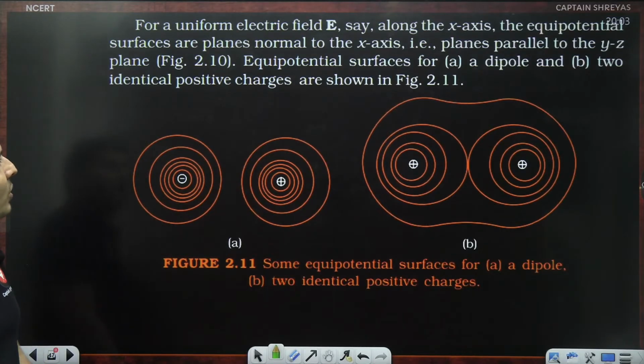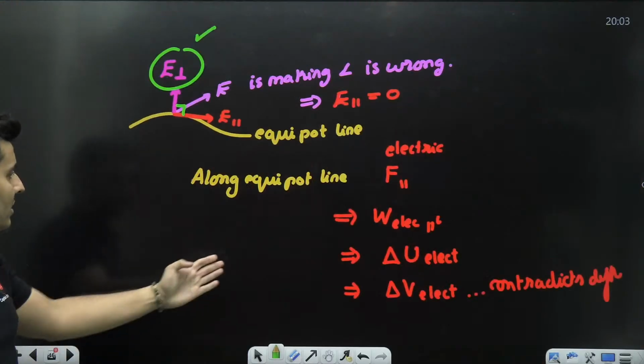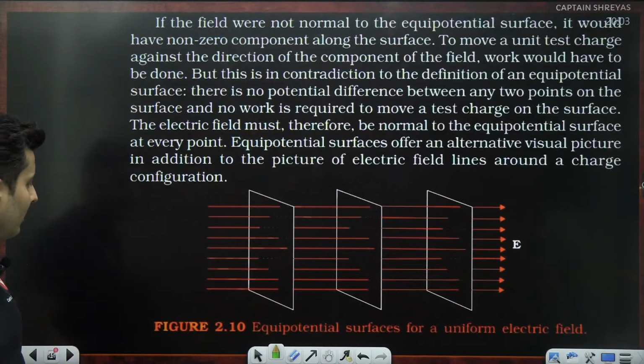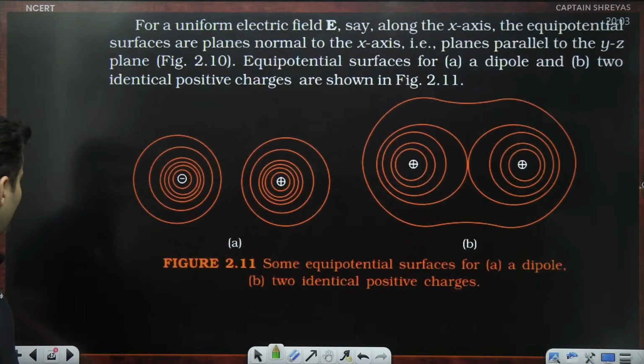Moving on, for a uniform field, say along the x-axis, the equipotential surfaces are planes parallel to the yz plane as shown in 2.10, which is this diagram, I believe. I think the diagram went on a different page. Equipotential surfaces for a dipole and two identical positive charges are also shown in these diagrams.